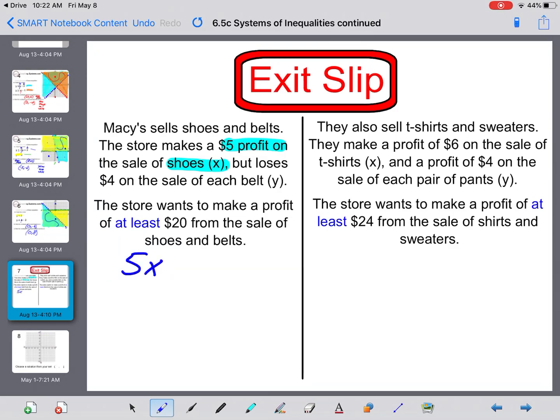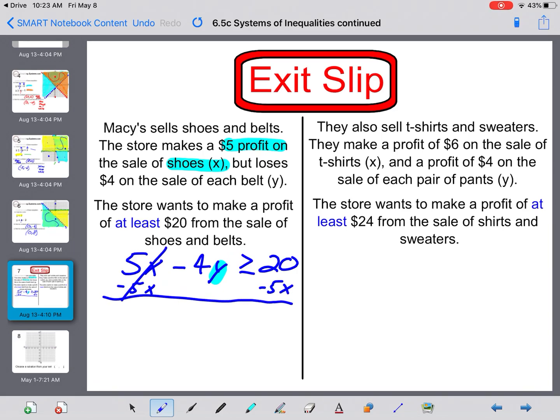$5 on shoes, or X. 5X. But they lose $4 on the sale of each belt, Y. So 5X minus 4Y. They want the profit to be at least $20, which means $20 or more. So that is greater than or equal to 20. Now we need to rewrite this inequality in terms of Y in order to graph it. So we want to isolate or get Y alone.